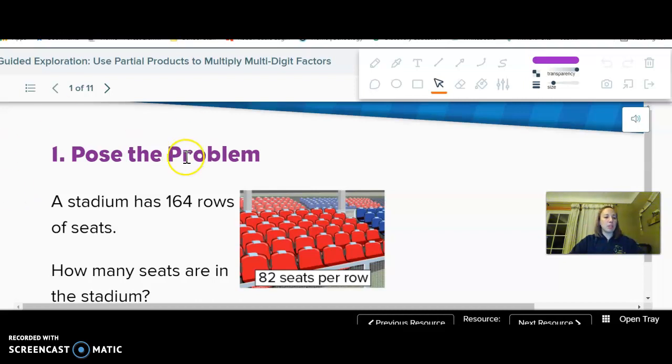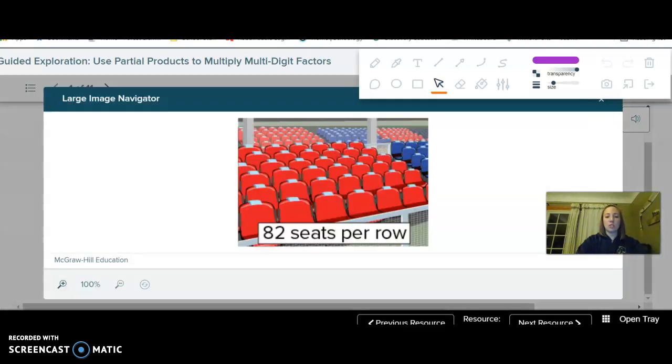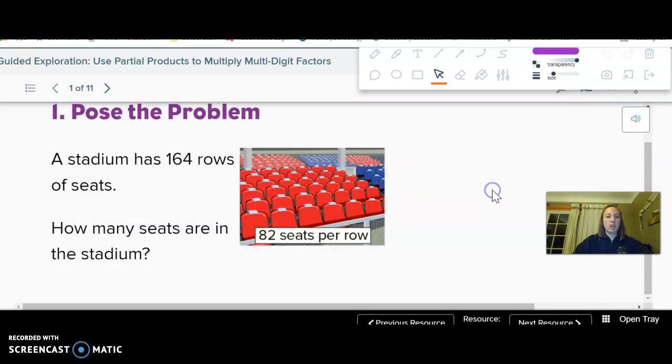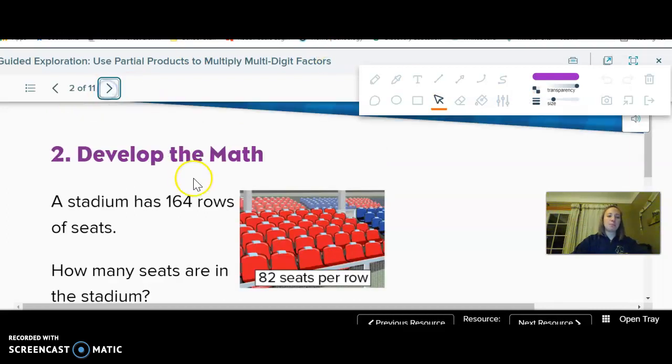So the problem we're going to look at this time: a stadium has 164 rows of seats. How many seats are in the stadium? Notice they also tell us there are 82 seats per row. So 82 seats in a row, 164 rows. That's just repeating 82, 164 times. So we would use multiplying, right?